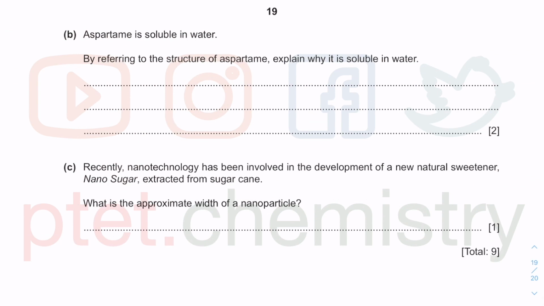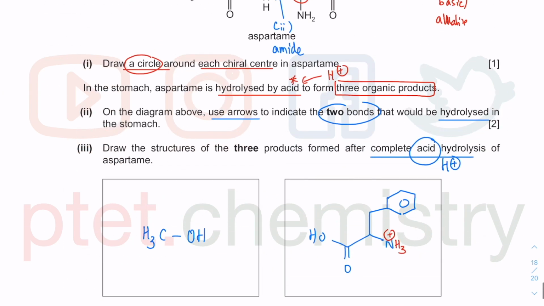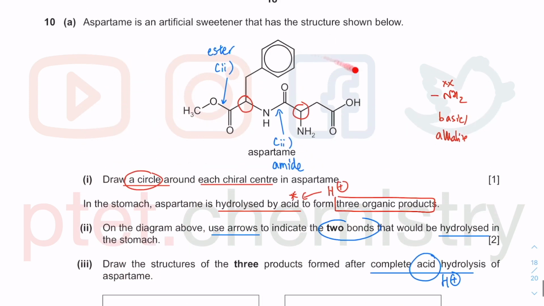This next question, by referring to the structure of aspartame, so you have to talk about the structure, explain why it is soluble in water. Solubility in water could be due to ion dipole bond. That is usually the origin of the solubility of ionic compound. But then what you have here is a molecule. So typically we could also be thinking about hydrogen bond. This is the main focus here, not the ion dipole bond, because aspartame are not these products here. Aspartame is this whole thing here.